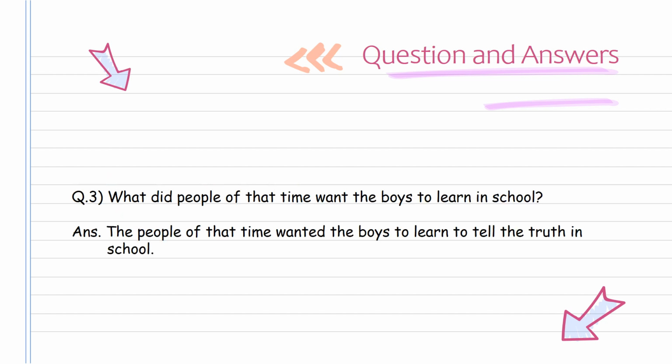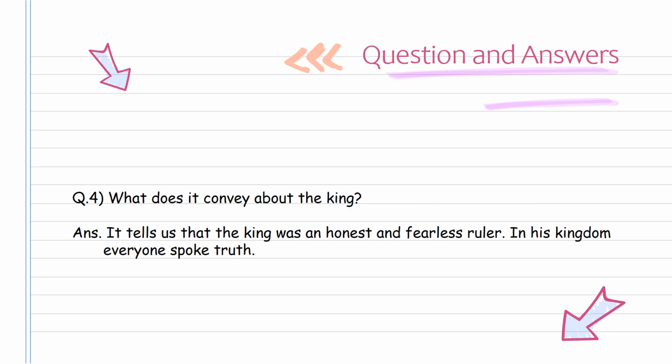Question 3. What did people of that time want the boys to learn in school? The people of that time wanted the boys to learn to tell the truth in school. Question 4. What does it convey about the king? It tells us that the king was an honest and fearless ruler. In his kingdom, everyone spoke the truth.